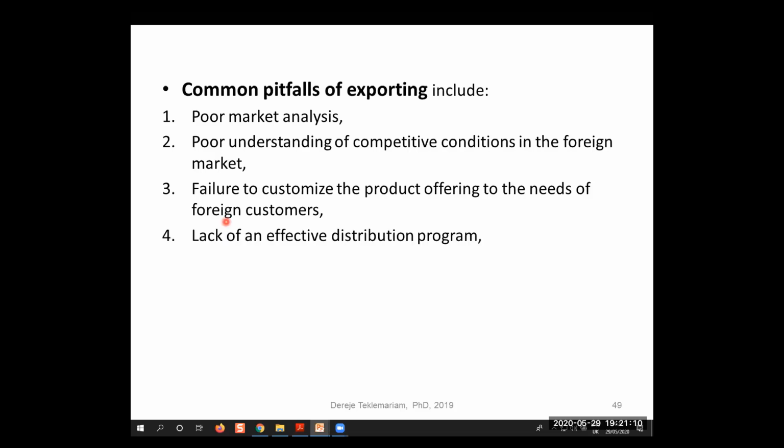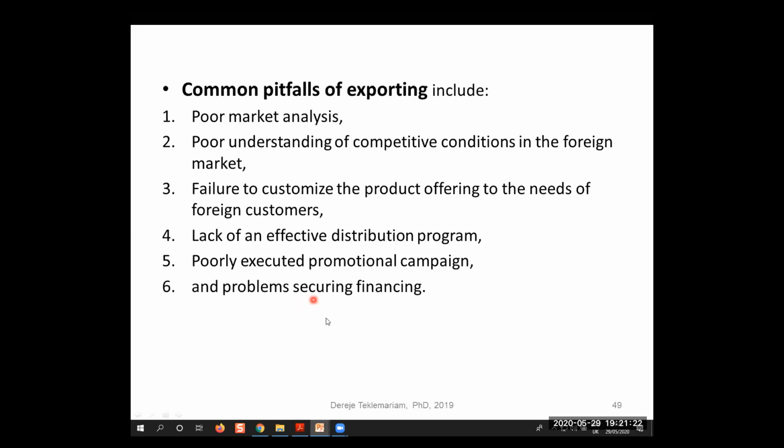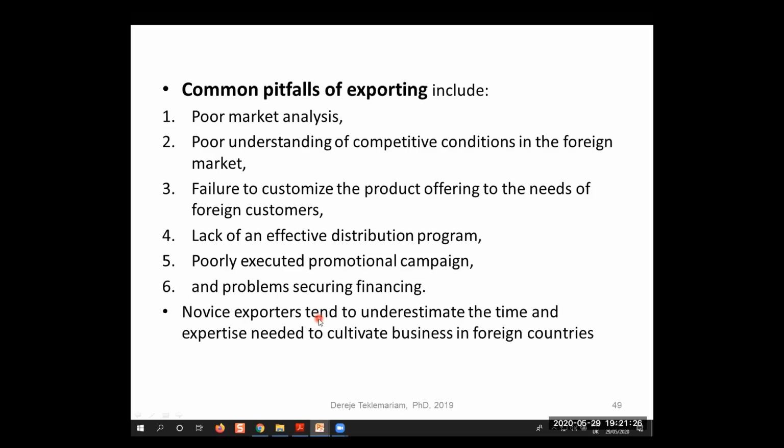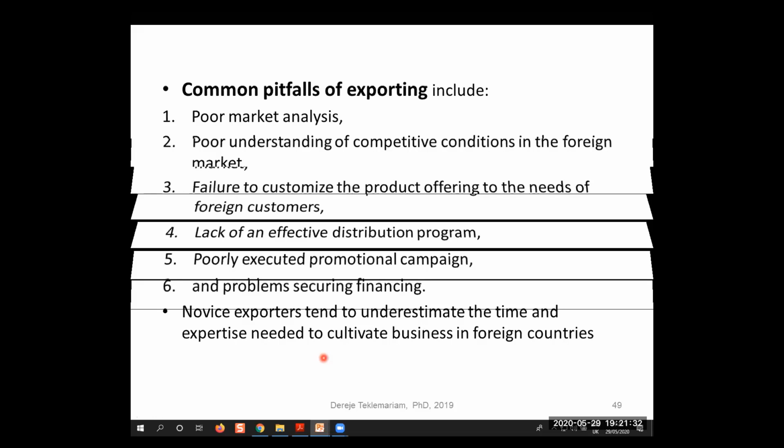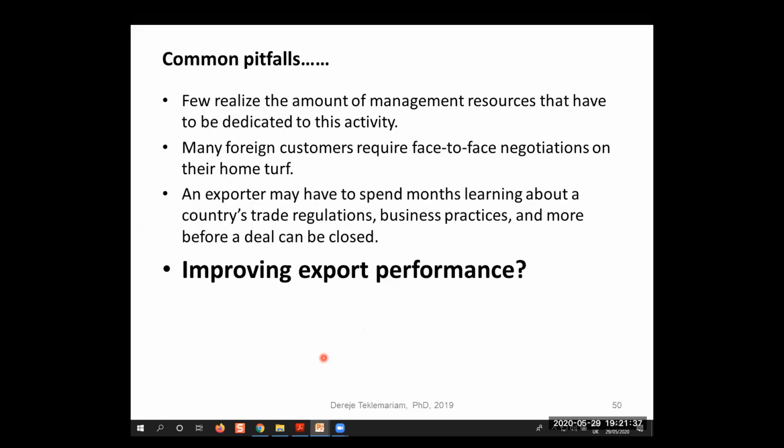Lack of an effective distribution system, a logistics system, is one. Poorly executed promotional campaigns, the type of marketing communication that you can have, and then problems of securing financing. For example, export finance is one of the challenges that current-day Ethiopian exporters are still facing. So these are the common pitfalls. Then how do we address them?